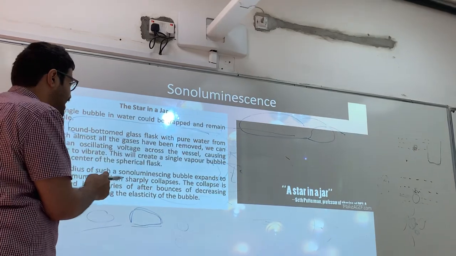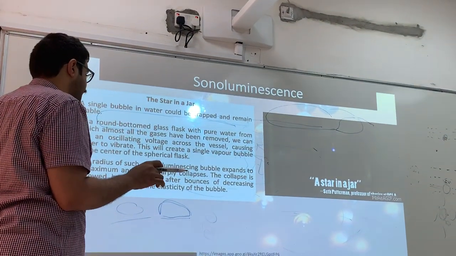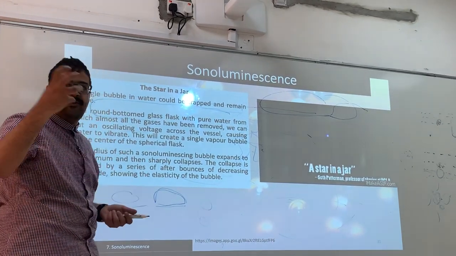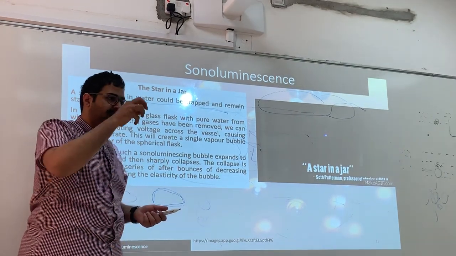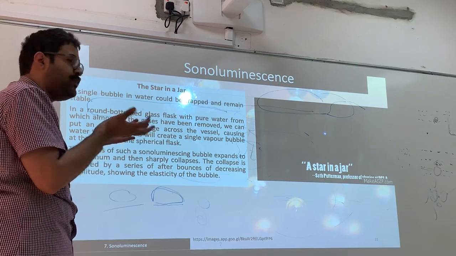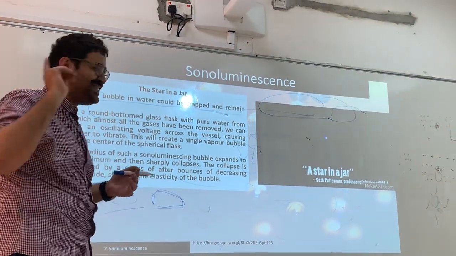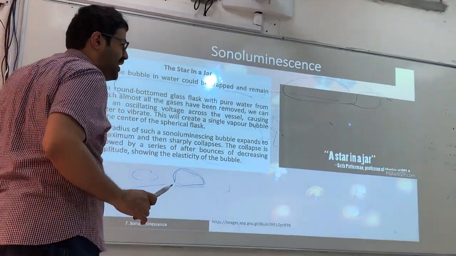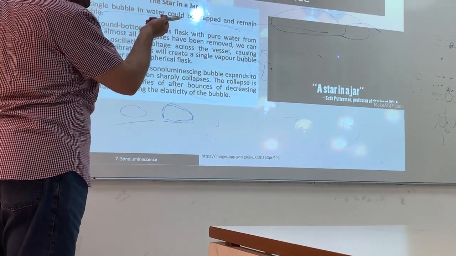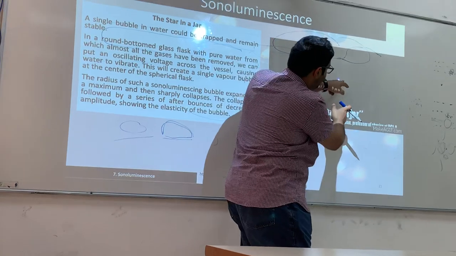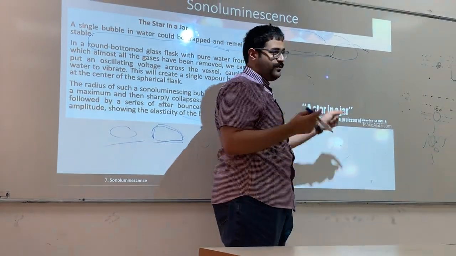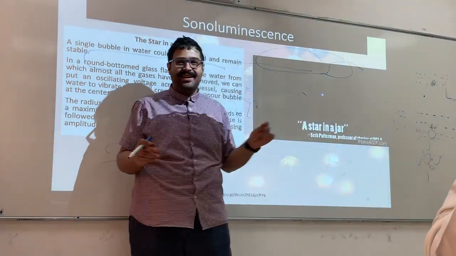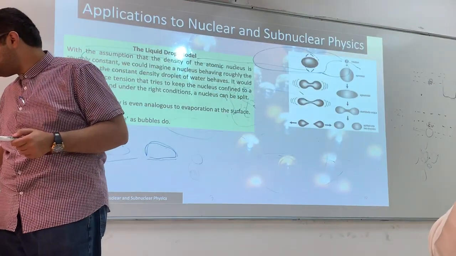The suspended sonoluminescent bubble expands to a maximum and then sharply collapses. The collapse is followed by a series of afterbounces of decreasing amplitude, showing the elasticity of the bubble. It's like when you throw a tennis ball and it tends to deform. This is what happens in the bubble, and then it collapses. This is called a sonoluminescence image. It's quite interesting. This is a bubble that's collapsed. This is a lot of bubbles here. Single bubbles are being created and destroyed, and you can see it twinkling.